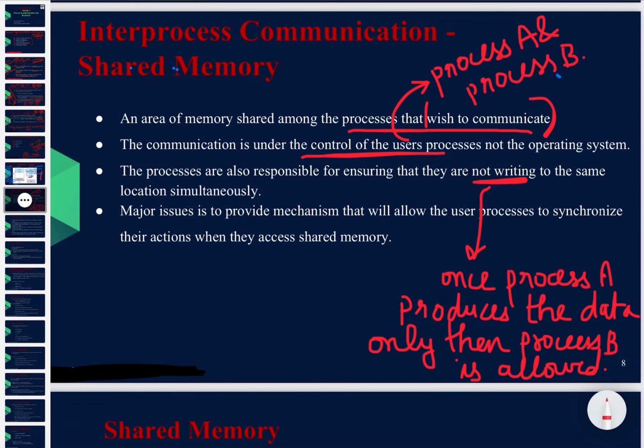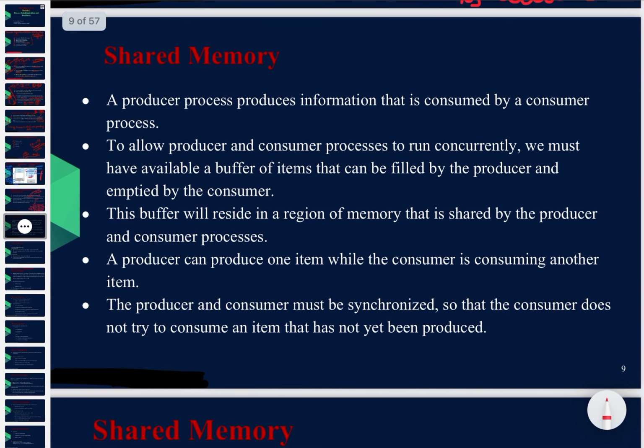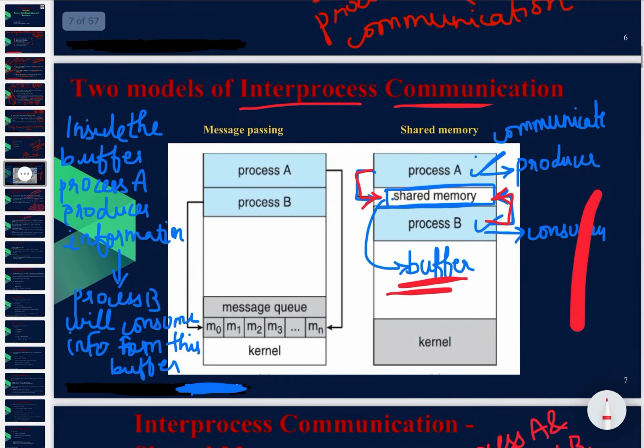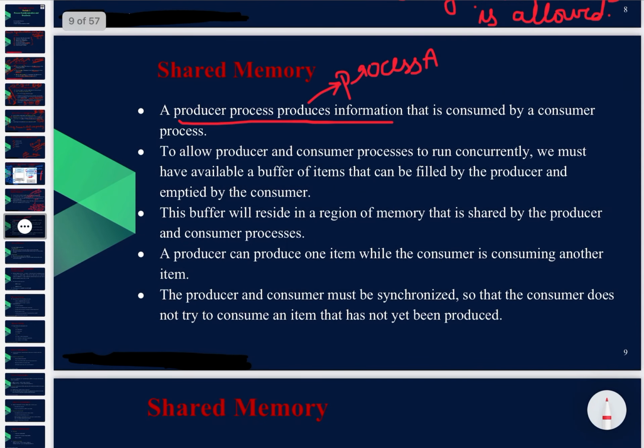The major issue is to provide the mechanism that will allow the user processes to synchronize their actions when they access the shared memory. Now, in shared memory, a process produces information. So there is a producer process which produces the information. In our case it was process A which was producing the information, and it is consumed by the consumer process. So the consumer process is process B, which is consuming it.